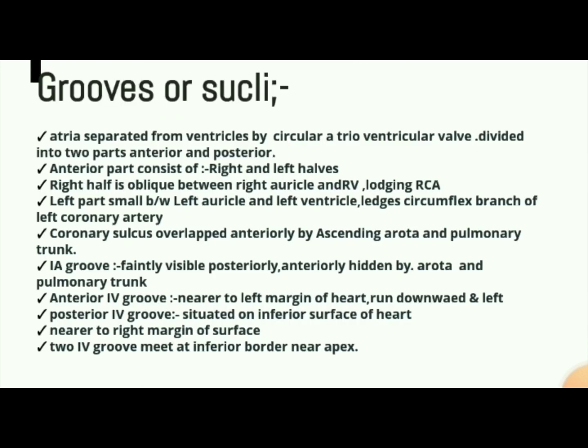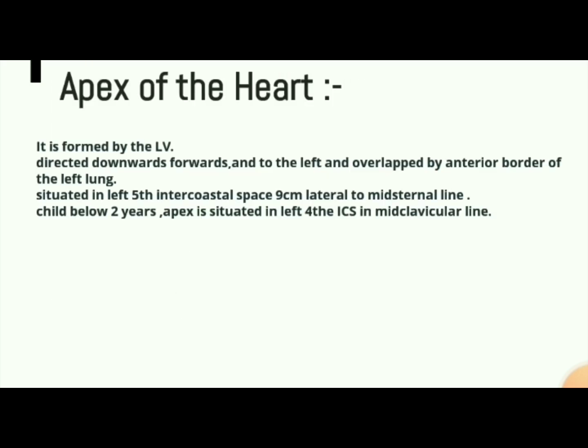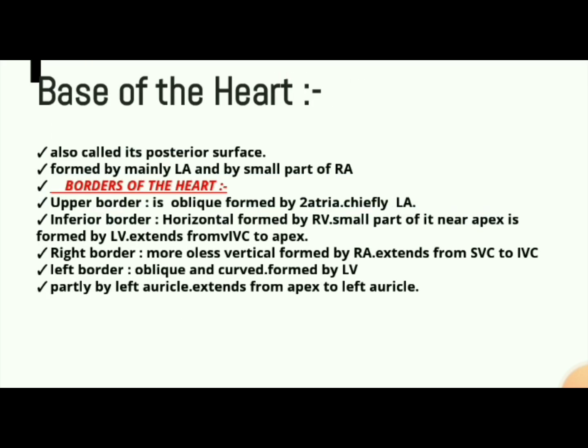Now move on to the borders. So we have the upper border, inferior border, right and the left border. The upper border is oblique and is formed by two atria, chiefly your left atrium.